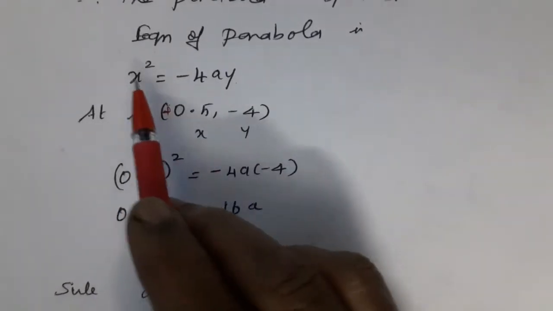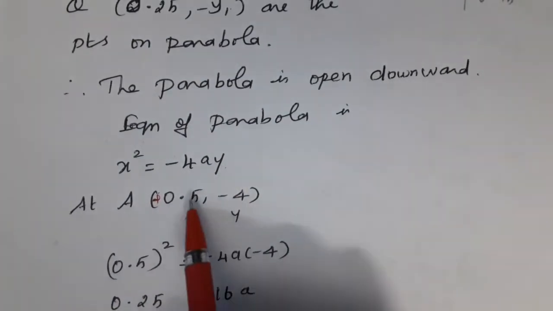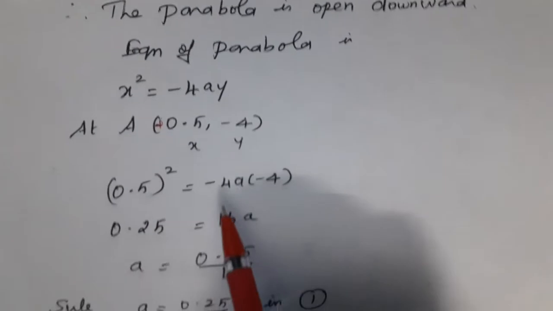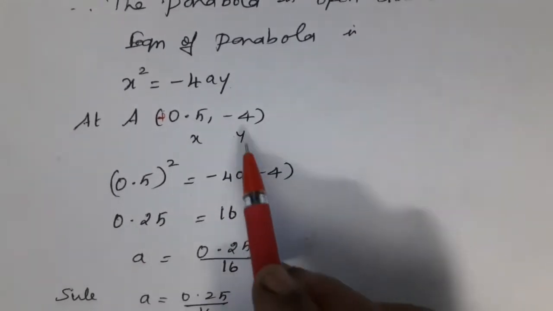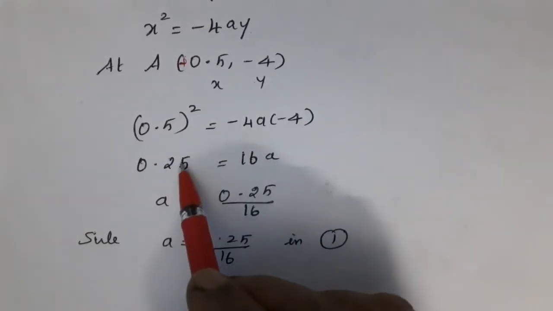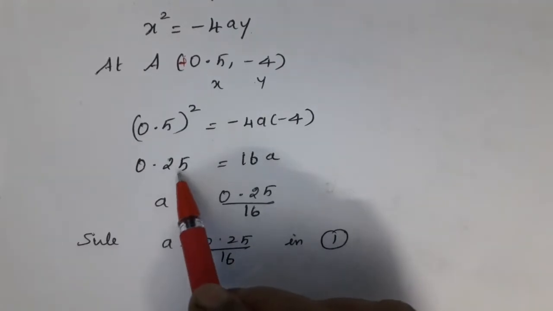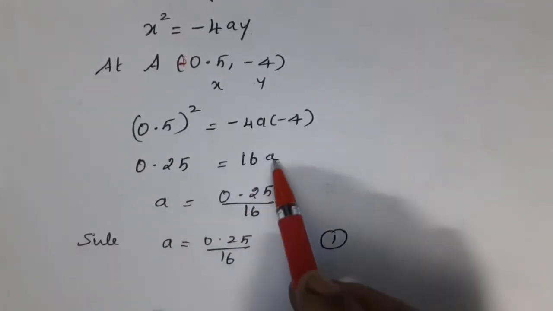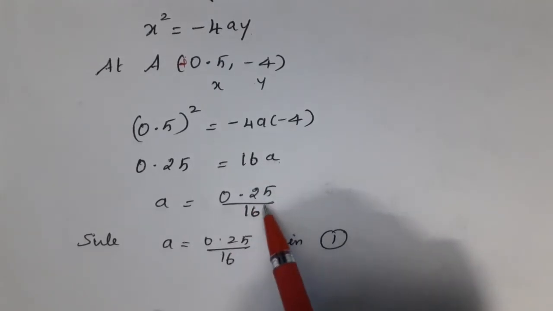Therefore this is the x value. Substitute x and y: this is the x point, this is the y point. Instead of x, substitute 0.5, so 0.5 whole square equals minus 4a into the y value, which is minus 4. 0.5 into 0.5 is 0.25, equal to 16a. So a equals 0.25 by 16.